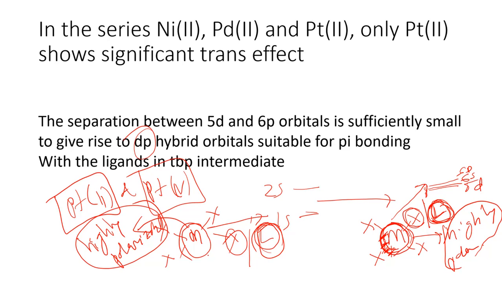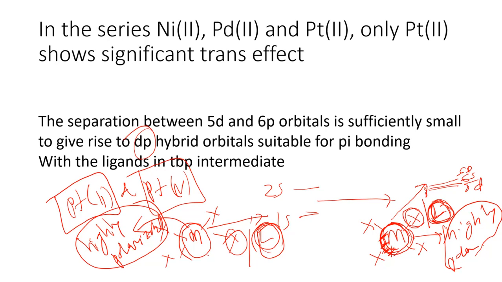Why? Because in the case of platinum 2, its size increases as we go from top to bottom along the group, and therefore, due to this increase in size, or you can say due to this decrease in electronegativity, the difference in energy between the 5d and 6p orbitals would be very small. Therefore it can overlap to give dp-type hybrid orbitals, which are very suitable for pi back bonding with the ligands in the TBP intermediate or transition state, through which they show the trans effect.